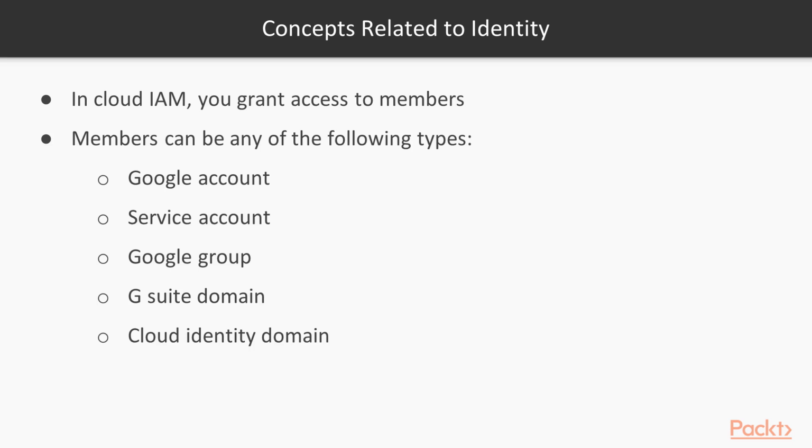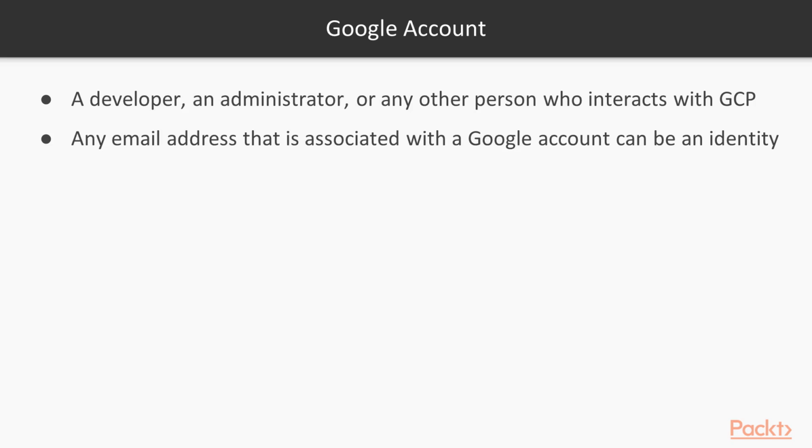Members can be any of the following types: a Google account, a service account, a Google group, a G Suite domain, or a Cloud Identity domain, and we'll discuss all of these types a little more in detail in the following slides. A Google account represents a developer, an administrator, or any other person who interacts with GCP. Any email address that is associated with a Google account can be an identity, including gmail.com or other domains. A new user can sign up for a Google account by going to the Google Account Sign Up page.